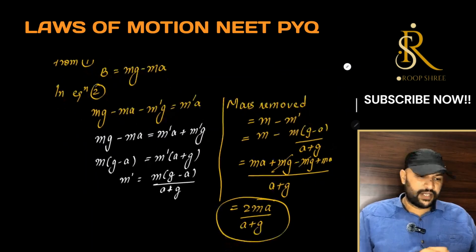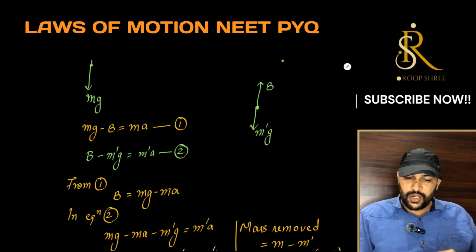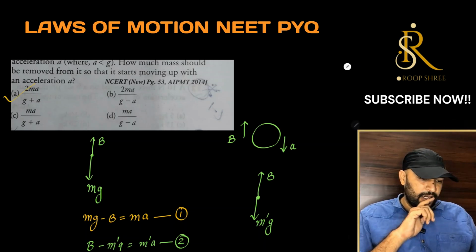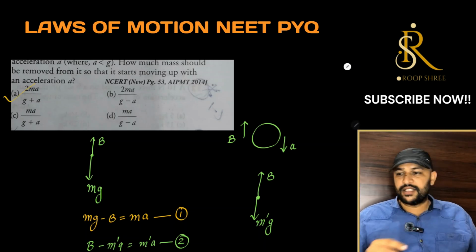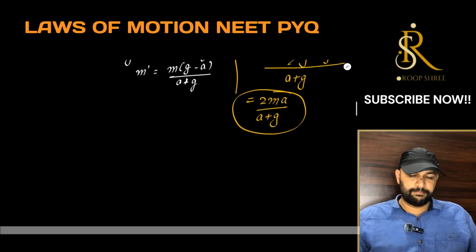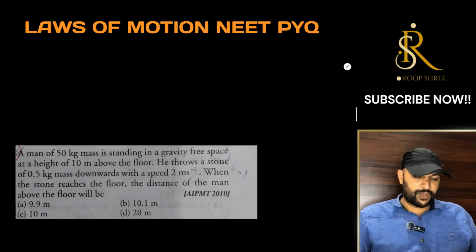Let's see if there is any option. We got our answer as 2ma upon a plus g. Option A is the correct answer for this one. I hope this is clear. Let's see our next question.